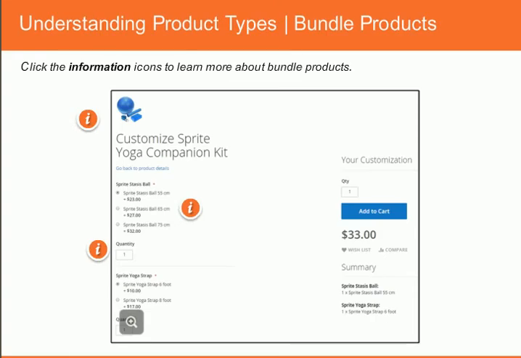Bundle products are used in the creation of a customer-defined custom product. Each element of this custom product is a collection of simple product choices, each with its own SKU, which the customer can select. This bundle product has two elements, a Sprite stasis ball and a Sprite yoga strap. Each of the elements displays a set of choices, and each of the choices is a simple product.